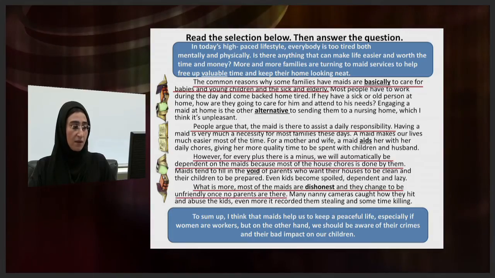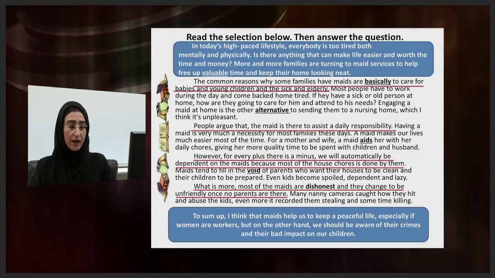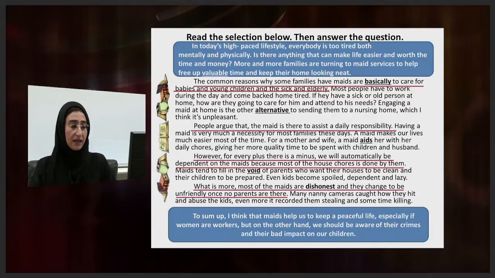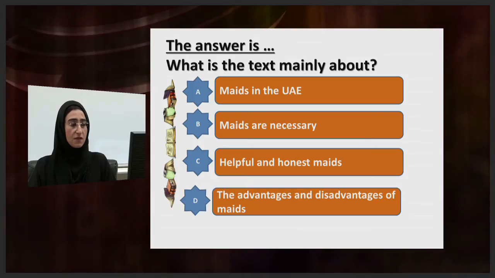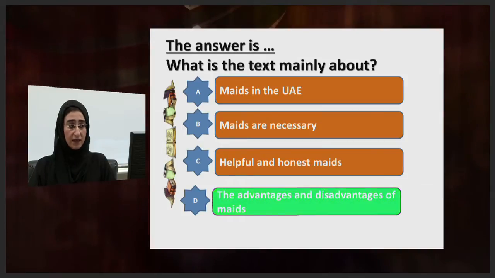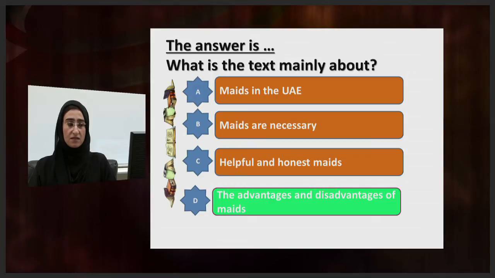To sum up, I think the maids help us to keep a peaceful life, especially if women are workers. But on the other hand, we should be aware of their crimes and their bad impact on our children. So I hope that you got the main idea from the introduction and the conclusion, and no need for reading the first sentence in each paragraph. But if you don't get the main idea, then you have to read the first sentence of each paragraph. So let's figure out what is the answer. So the answer here is number D, the advantages and the disadvantages of maids.